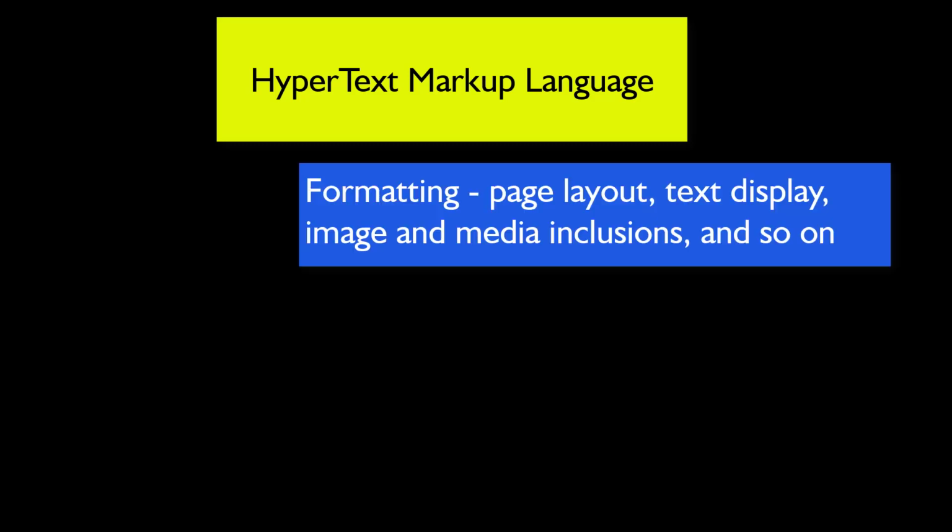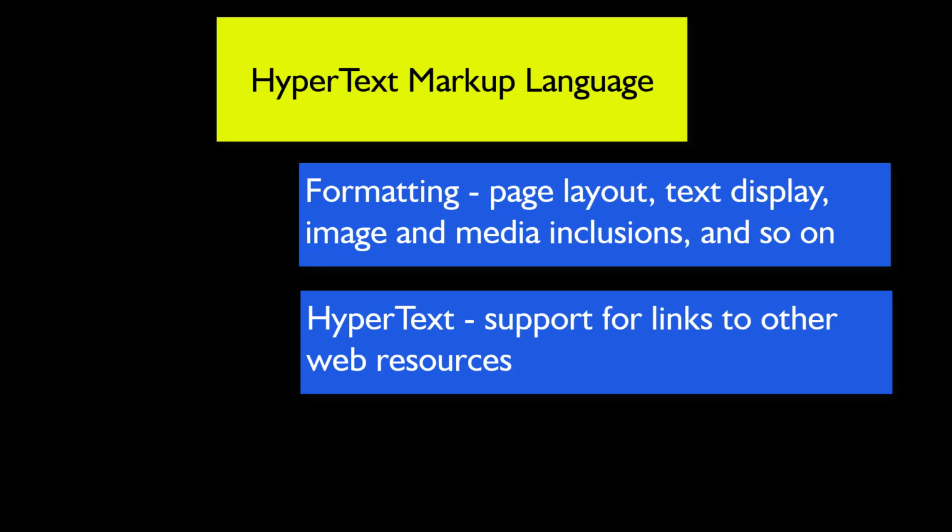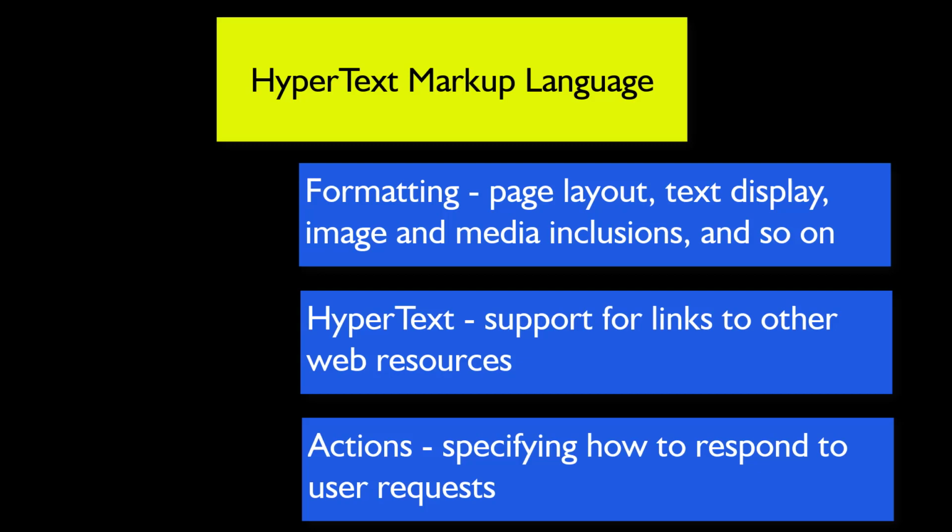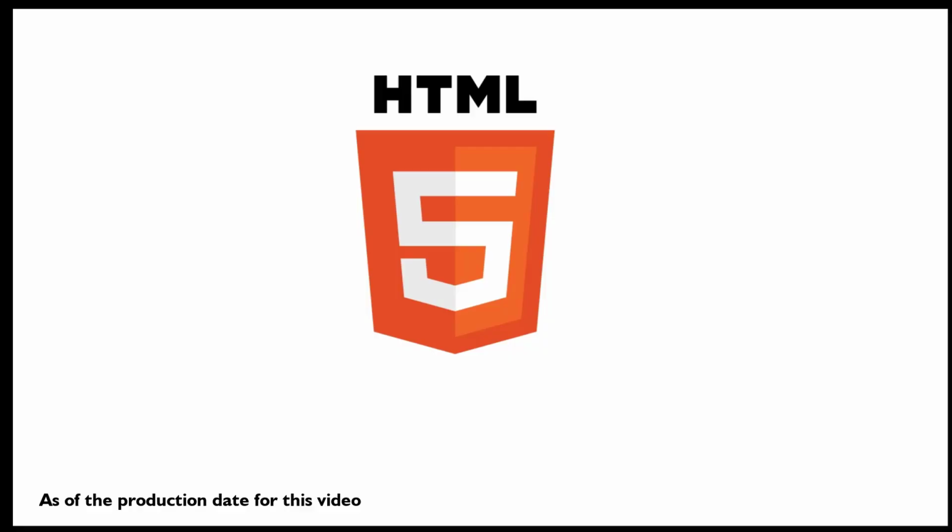HTML includes formatting, page layout, text display, image and media inclusions, and so on. Hypertext, support for links to other web resources, especially links among pages. And actions, specifying how to respond to user requests, mostly mouse clicks and key presses. The current version of HTML is 5. Version 5.2 is official, version 5.3 is in process, but these are minor variations.